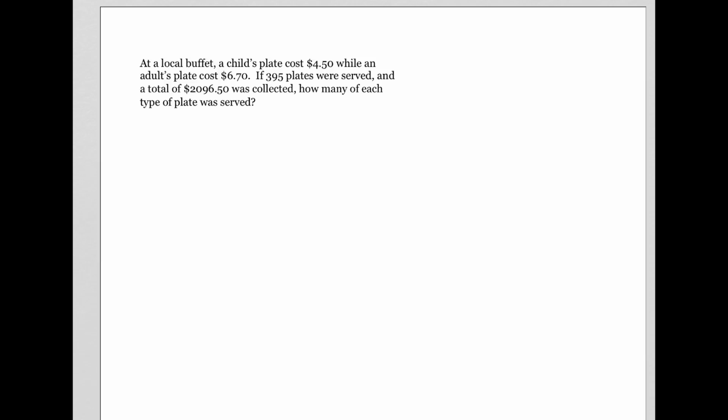Anytime I start an application problem, I always begin by identifying my unknowns. Specifically, I want to assign variables to the quantities that we're looking for. In this problem, we are looking for how many of each type of plate was served. Specifically, we are looking for the number of plates served to children and the number of plates served to adults. So let's assign a variable to each of those unknowns.